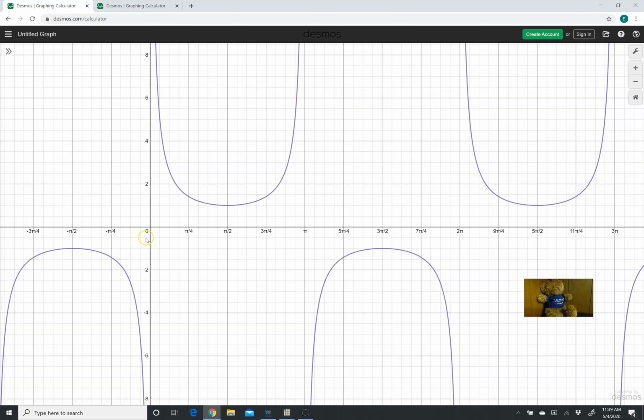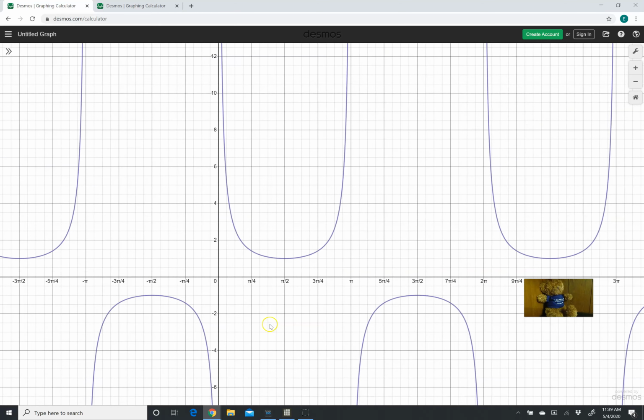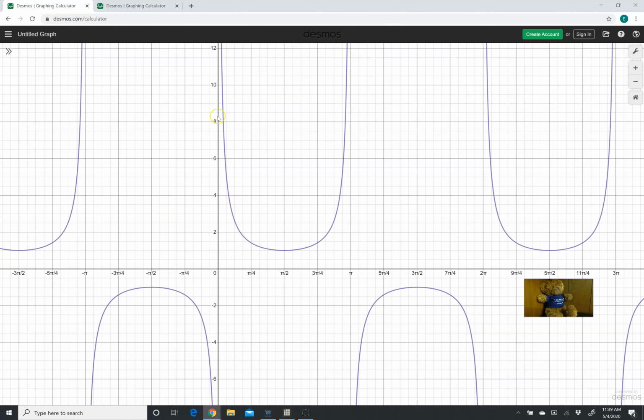First of all, if you look, we have asymptotes here. We have asymptotes at 0. We have asymptotes at pi. We have asymptotes at 2 pi. Why do we have asymptotes? Well, cosecant is the reciprocal of sine, right? It's 1 over sine. And once again, we know from our reciprocal functions that when the denominator is 0, it's undefined, which means we have asymptotes, okay? So that's one thing that we know.